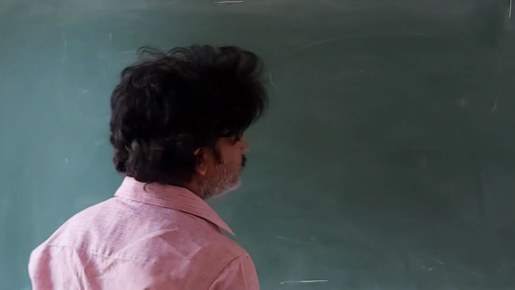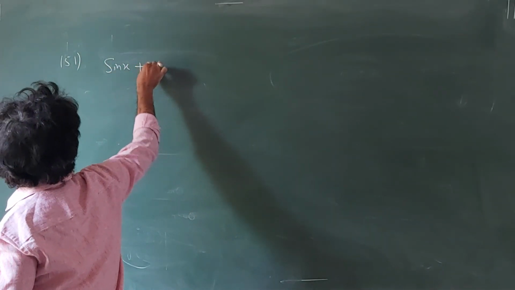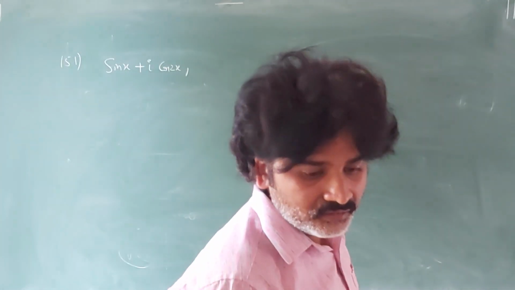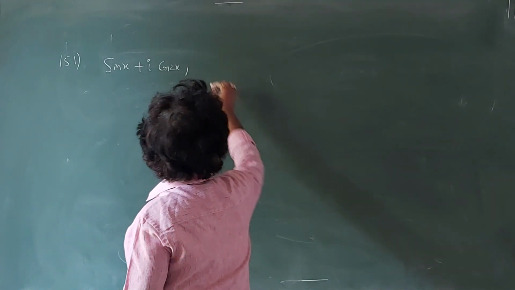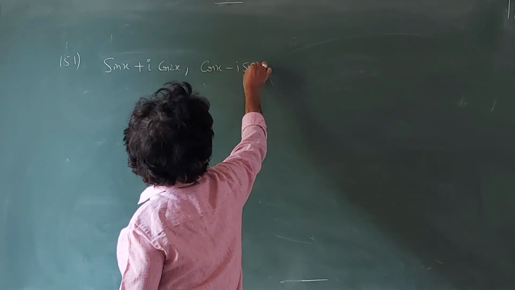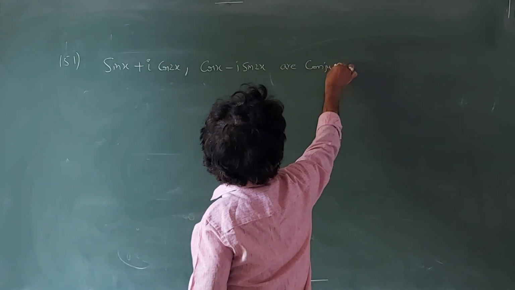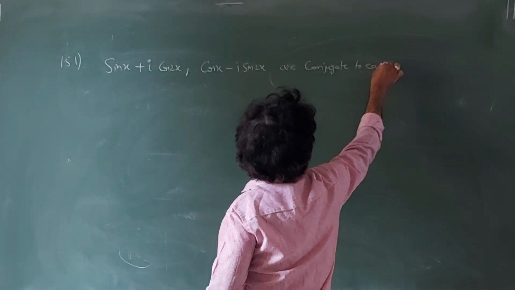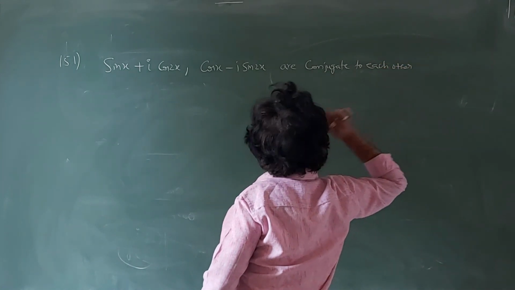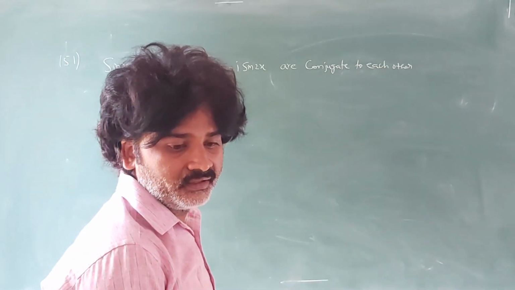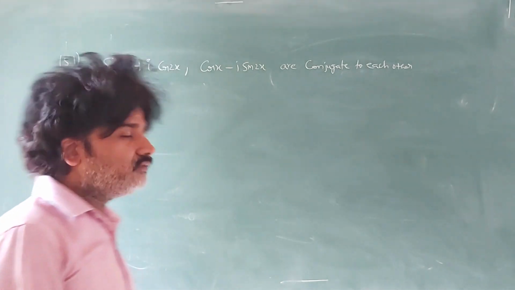See, the question is like this: sin x plus i cos 2x, and one more complex number they gave, cos x minus i sin 2x, are conjugate to each other. So these two are conjugate to each other. Then what is the x value? For x equal to n pi, x equal to 0, like that, they are asking for x values.